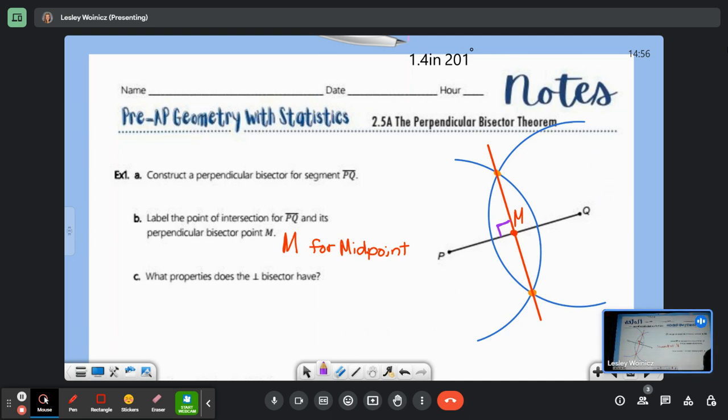One of the cool things about, did we do linear pairs yet? Did we do linear pairs of angles? No, that'll be later in this unit. Okay, don't worry about it.